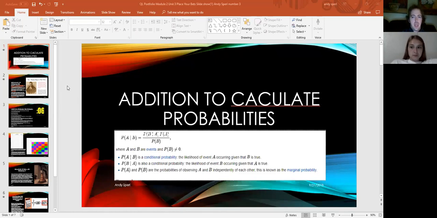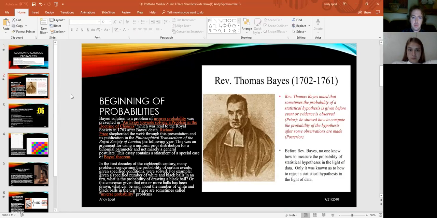Hello, my name is Andy Spurl, and I will be sharing today the addition to calculate probabilities, as shown in the formula in front of me. Probabilities were actually created by a gentleman named Reverend Thomas Bayes. Now, Bayes' solution to a problem of inverse probability was presented in An Essay towards Solving a Problem in the Doctrine of Chances, which was read to the Royal Society in 1763 after Bayes' death.